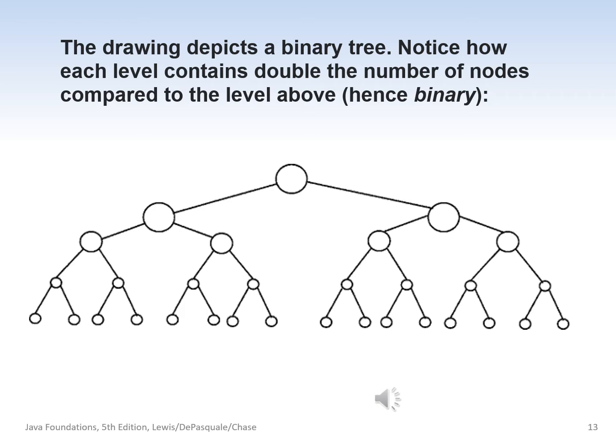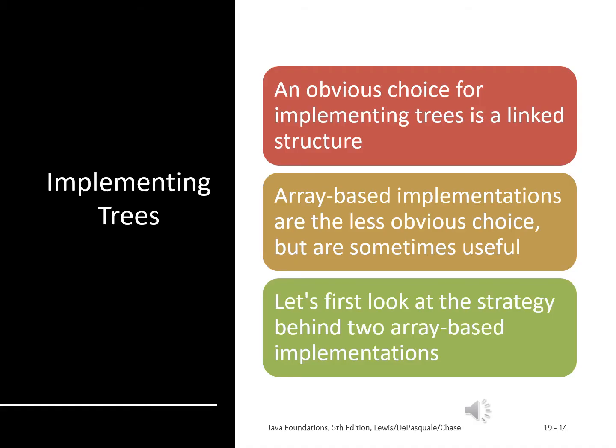This is obviously a binary tree in that each level contains double the number of nodes compared to the level above. It's also a complete and full tree. Hopefully, you can see that when implementing trees, a linked list structure or a linked structure is an obvious choice for implementing these trees. Array-based implementations, less obvious, but can be somewhat useful.